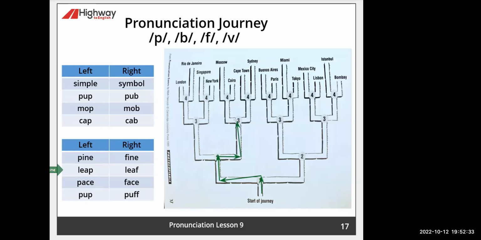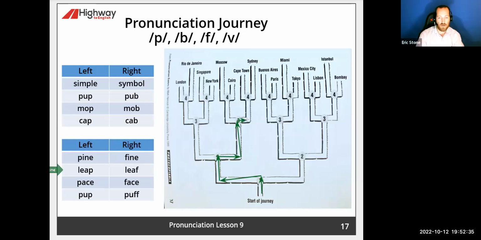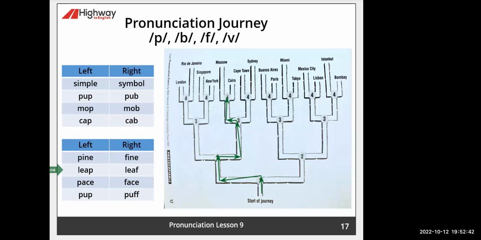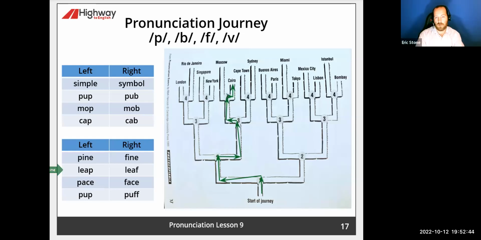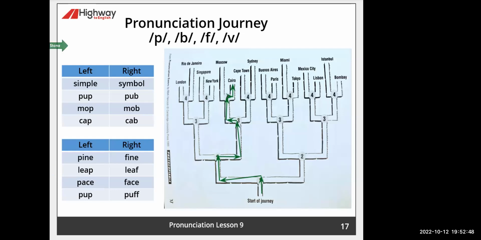Well, pace. To the right. It's pace. Pace to the left. Okay. Then puff. Okay. So Cairo. It's in Egypt. Nice. There you go. All right. Country. Nice. Good job.